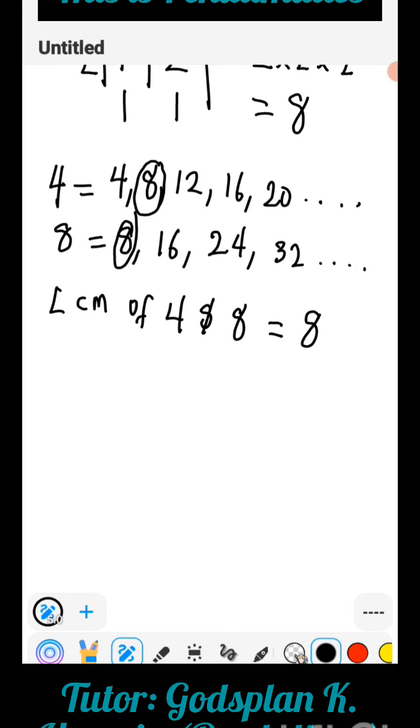So like I said in the previous video, this is another way to solve this, but this is a longer and more difficult way because you need to know the multiples of the numbers before you can find the least common multiple. Alright, but I prefer the other way.